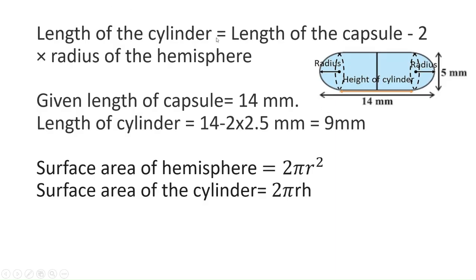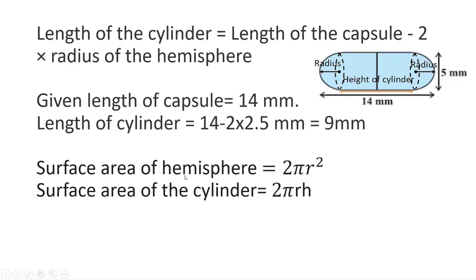So we are finding the length of the cylinder now. How can we find it? Length of the capsule minus 2 times the radius of the hemisphere, because one hemisphere is on this side and one on that side. Clear? So the length of the cylinder is 14 minus 2 into 2.5, where 2.5 is the radius of the hemisphere. 2 into 2.5 means 5. 14 minus 5 means 9 mm.